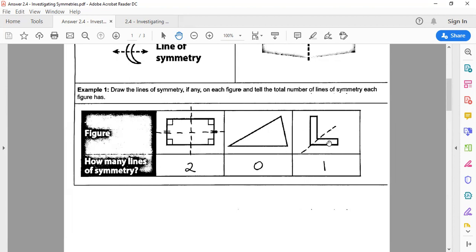Now, if we look at this other shape here, it's kind of like an L. If we were to draw a line on a diagonal and reflect it over that line, we can see that it's just going to fall on itself, and we're going to end up with another L. The same image will appear. So we have one line of reflection in this case.